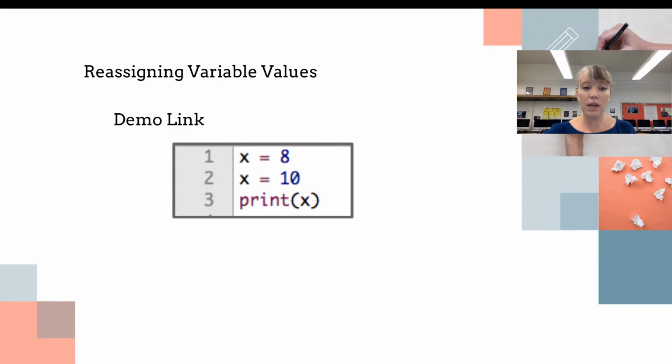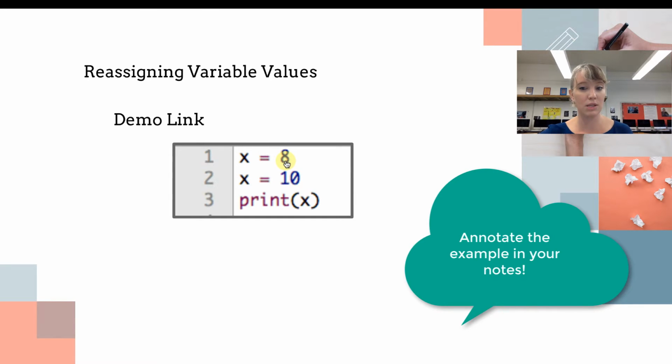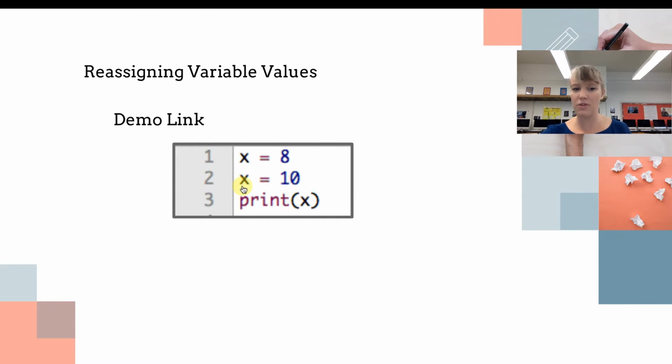Okay, one last thing that I want to talk about is the way that variables can be reassigned in Python. So here in the first line of code, I've declared a variable. Its name is x, and its value is an integer. It's 8. In the second line, I declared the same variable. I say x is equal to 10. Now, the problem here is that I've used the same name. So x is the name of the first variable, x is the name of the second variable.